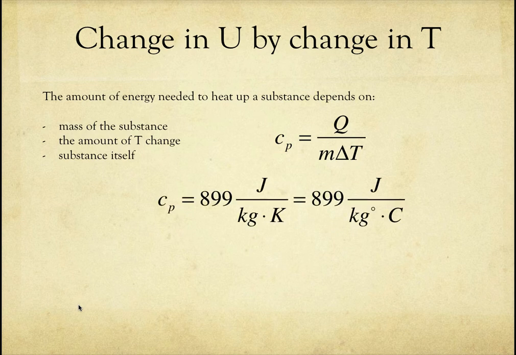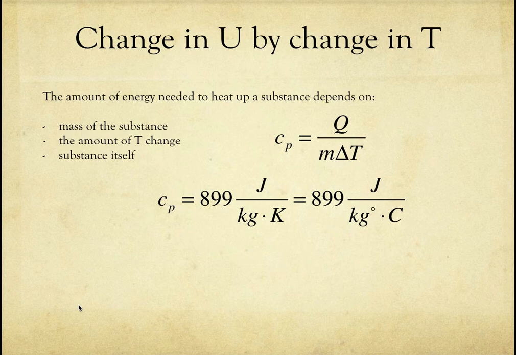So for example, if you look up the specific heat capacity of aluminum, it's going to be 899 joules per kilogram per Kelvin. What does that tell you? That if you have a kilogram of aluminum and you want to raise its temperature by 1 degree, whether it's Celsius or Kelvin, it's the same. Remember, change in temperature in kelvins equals change in temperature in Celsius. So let's say I had a kilogram of aluminum at 22 degrees Celsius and I want it to be 23 degrees Celsius. I need to invest 899 joules of energy.